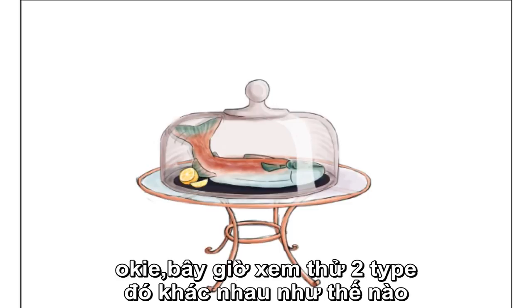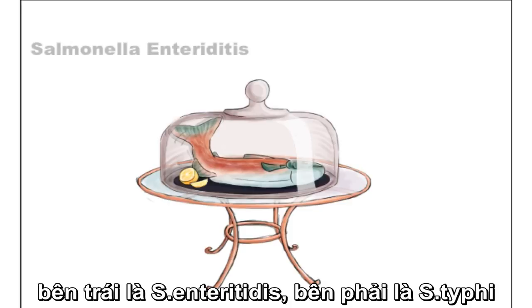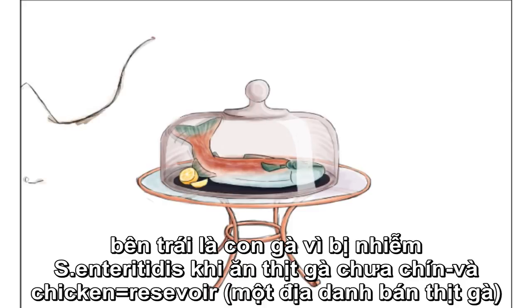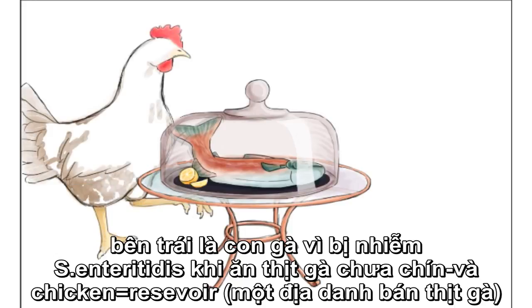So now it's time to differentiate between the two subspecies of salmonella. Over on the left, we'll have Salmonella enteritidis, and on the right, Salmonella typhi. On the left, we'll have a chicken. This will remind us that we acquire Salmonella enteritidis by eating undercooked chickens, and that chickens are the main reservoir.